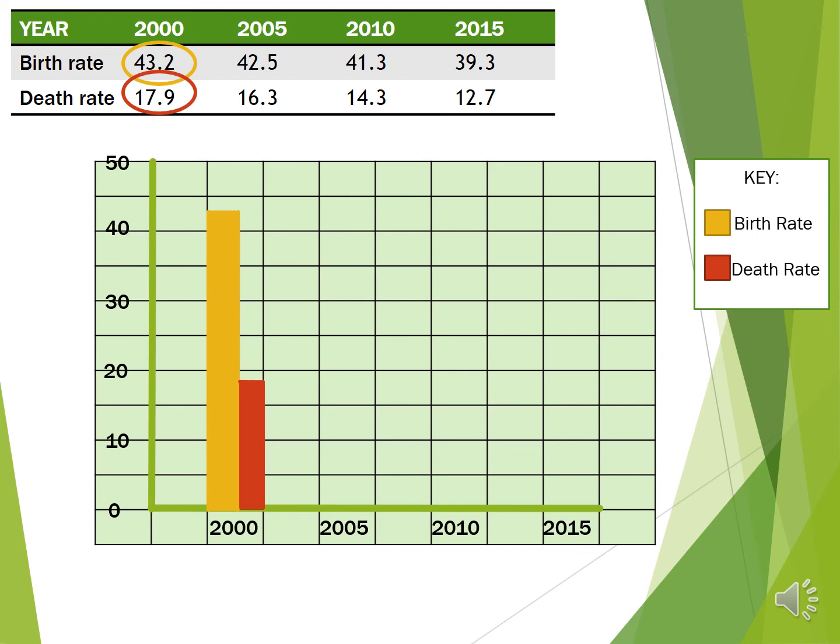And you need to then do the same thing for the remaining sets of data on your bar chart. So for 2005, the birth rate is 42.5. I find 42.5 and make a mark. I use my ruler to draw the other 2 lines in, and I shade it in to make sure that it's showing the right variable. I do the same thing for death rate. The death rate for 2005 is 16.3. So I find 16.3, I think it's about there. Get my ruler, draw the other 2 lines in, and then shade my bar.